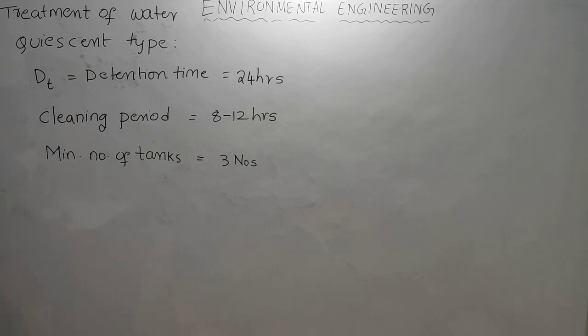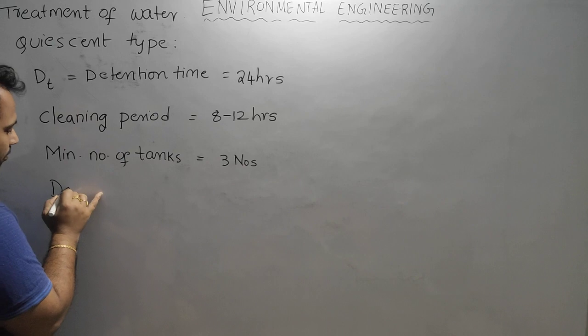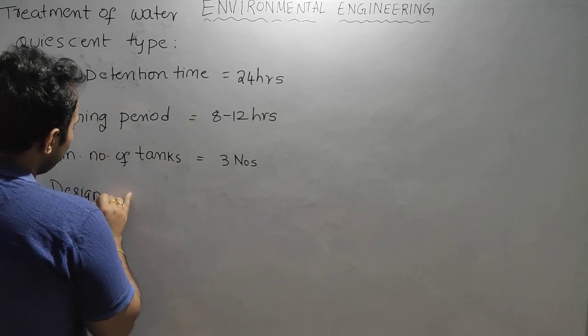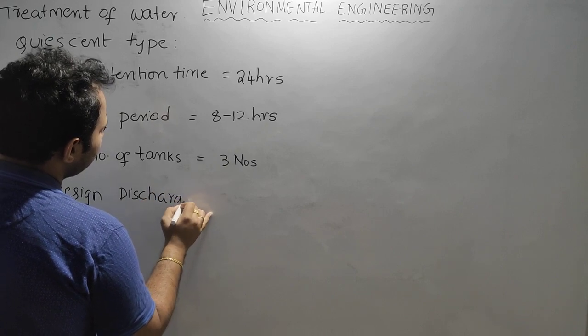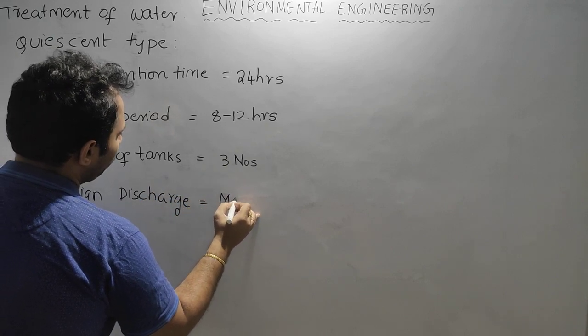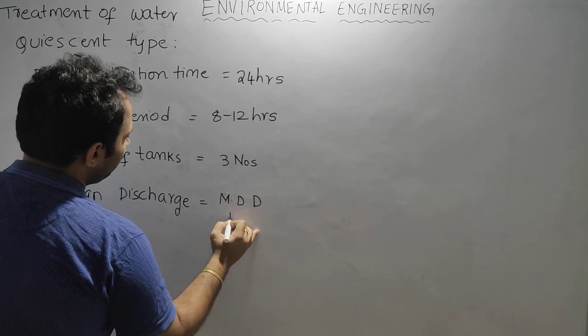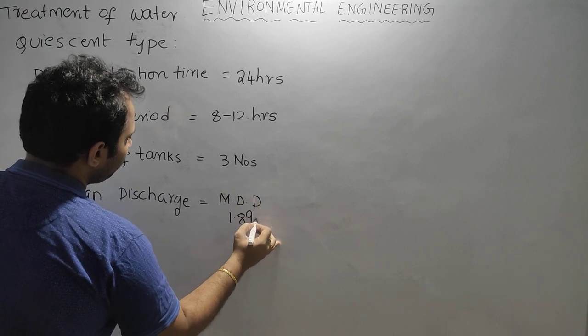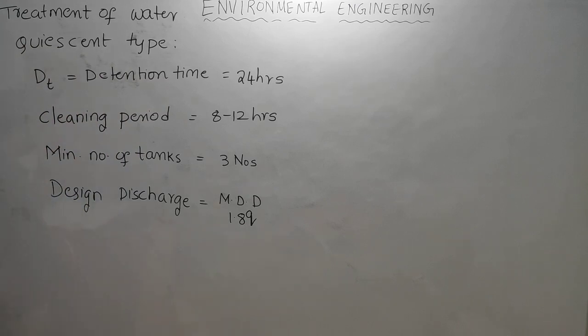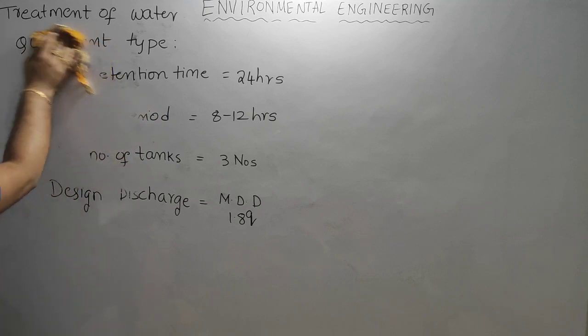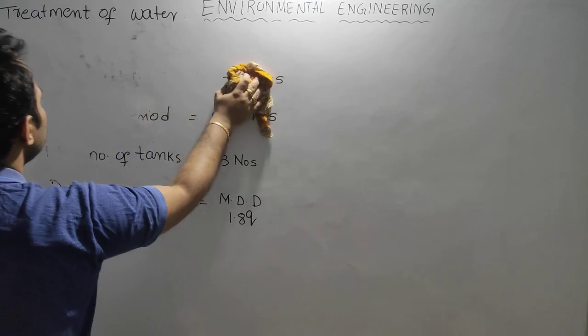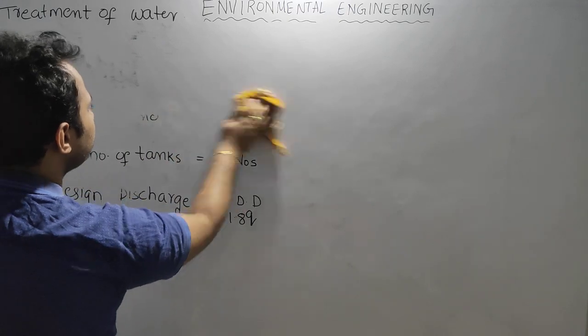And the design discharge is maximum daily flow. Maximum daily discharge, that is 1.5 times Q. So for maximum daily discharge, we design this QCN type of sedimentation tank. So this is enough about the QCN type. Let us discuss elaborately about the continuous type sedimentation tank, which is important for GATE examination.